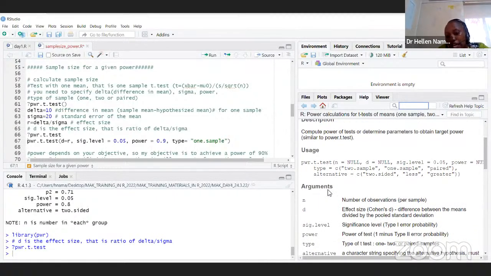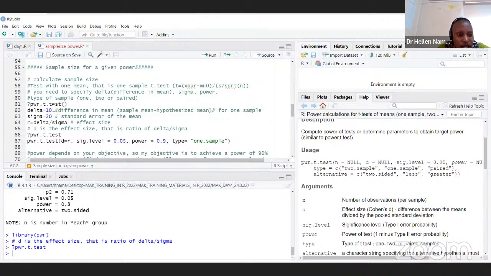Here we are told that N is the number of observations per sample, the ones that I will need. Then D is the effect size. I think you can see here it is Cohen's d, implying that the formulas developed within R were based on Cohen's: the difference between the means divided by the pooled standard deviation. We saw what the effect size is all about. And then the significance level, the power, and the type of test that you want, whether it's one-sided or two-sided. So these are the same arguments that I'm putting on this line here.